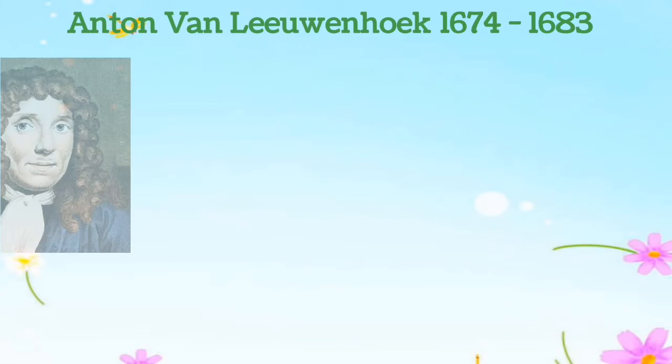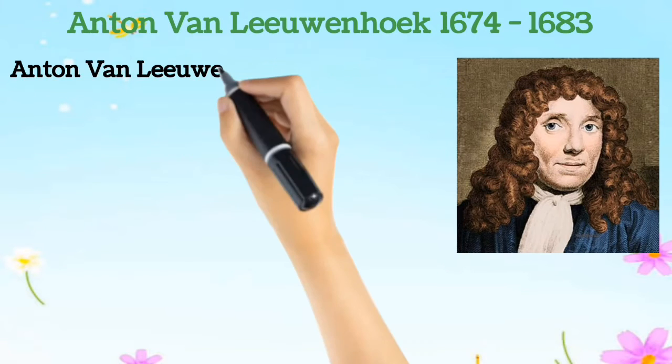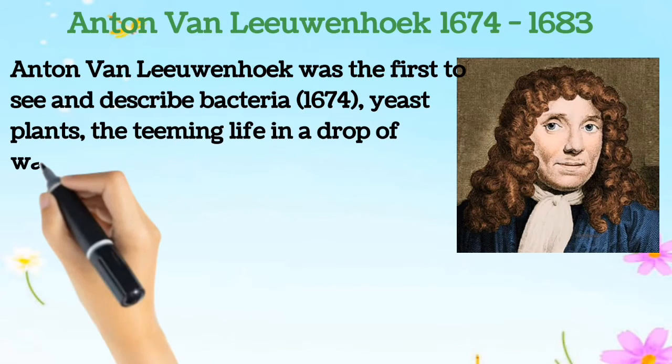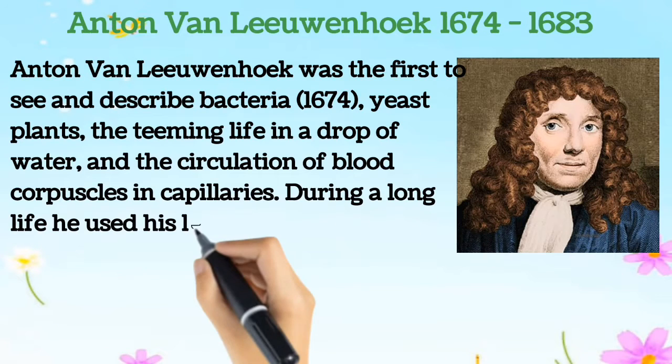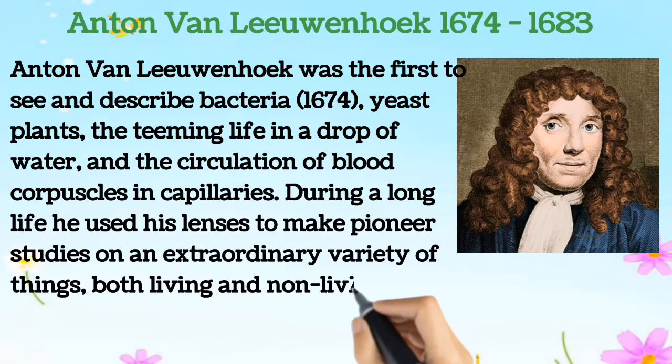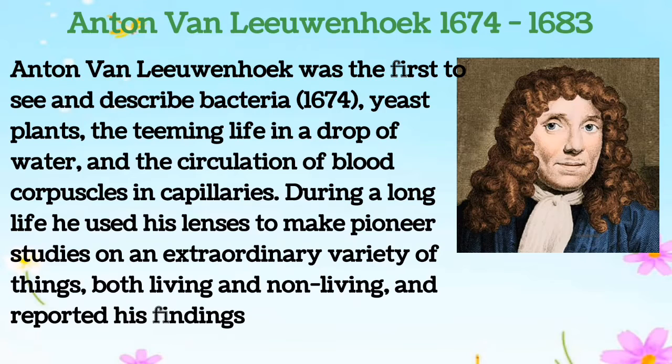Anton van Leeuwenhoek. Anton van Leeuwenhoek was the first to see and describe bacteria in 1674, yeast plants, the teeming life in a drop of water, and the circulation of blood corpuscles and capillaries. During a long life, he used his lenses to make pioneer studies on an extraordinary variety of things, both living and non-living, and reported his findings.